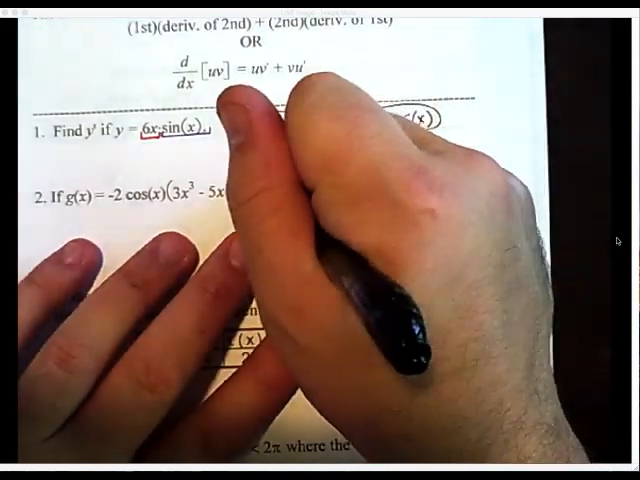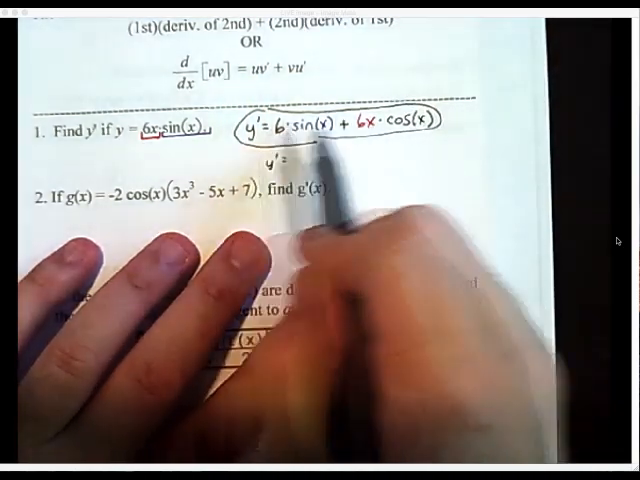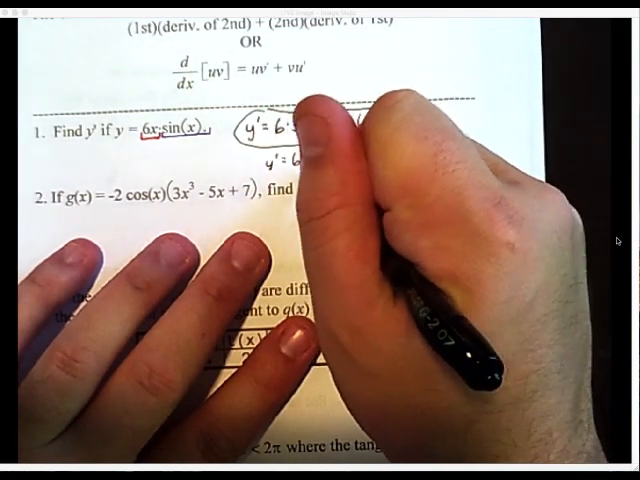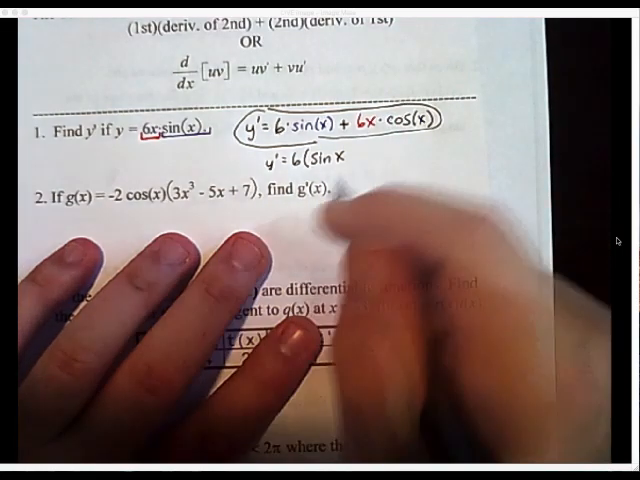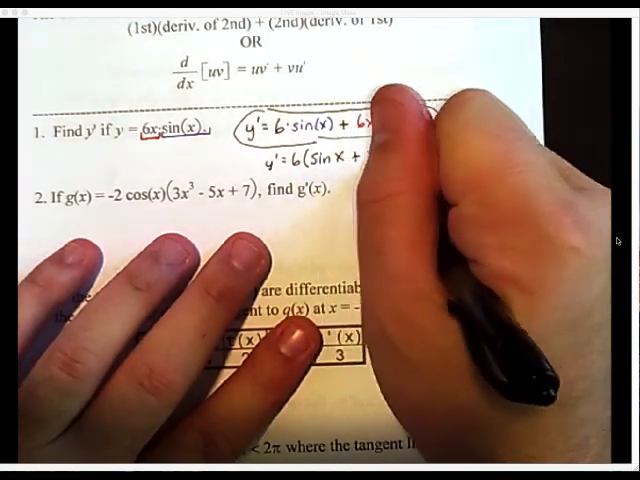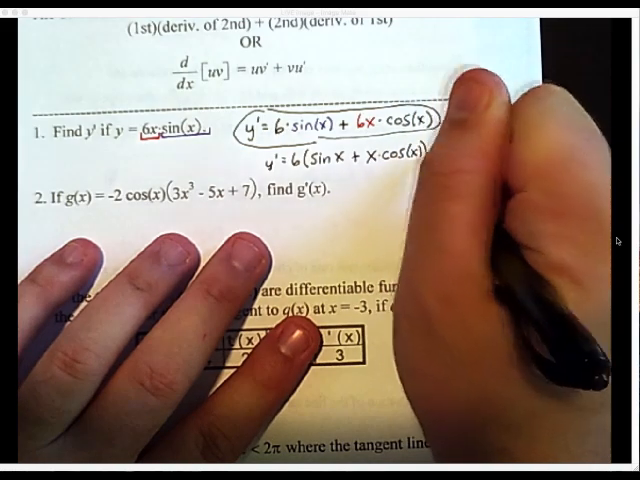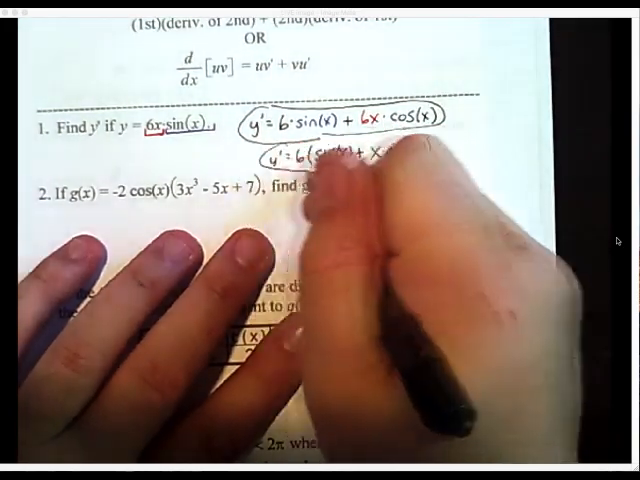Now, if that answer doesn't show up, there might be some factoring. You notice both of these terms have a 6 in common, so you could take a 6 out. So you could say 6 times the quantity sine of x, take that 6 out, and you're left with x times the cosine of x. So it could be written like that as well.